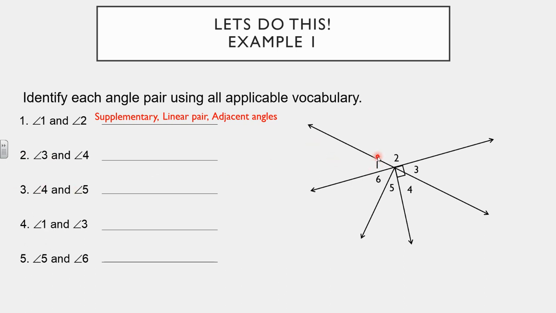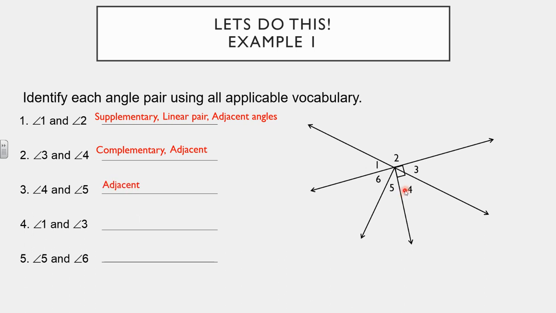Let's talk about 3 and 4. Notice that box symbolizing a right angle. If I know that, I know 3 and 4 would be complementary. 3 and 4 add up to 90 degrees. I also know that they're adjacent angles because they're right next to each other and share that vertex right there. Now 4 and 5: there's not much to it. All we have is just adjacent angles.